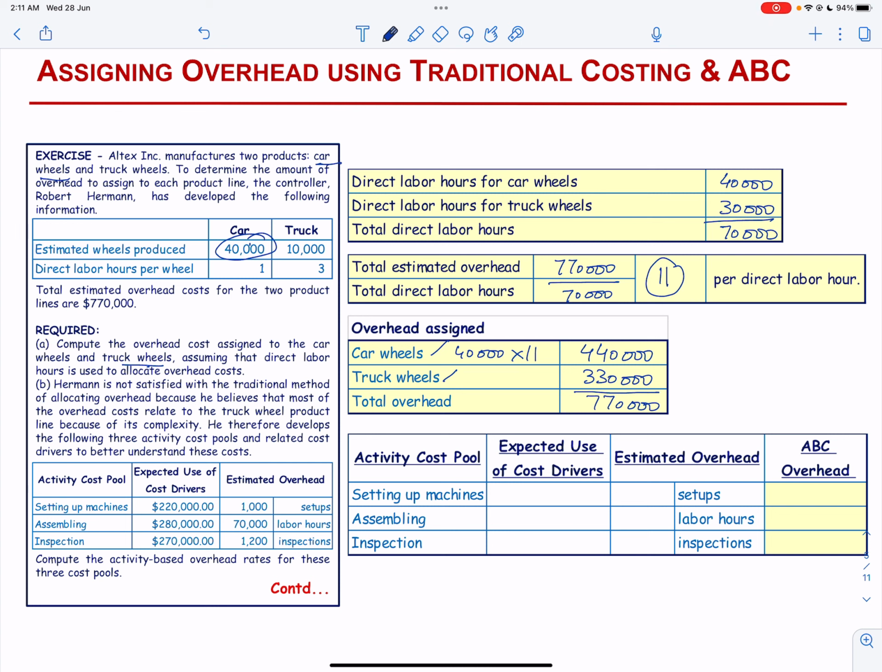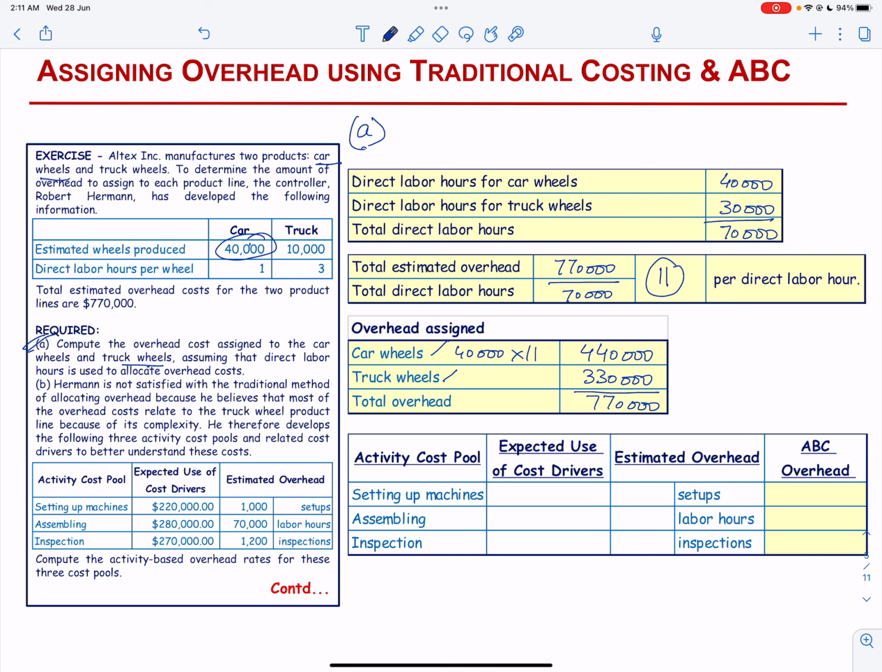Next, we are going to determine the ABC overhead. So we have done part A. And then we are going to look into how we are going to allocate this as per ABC overhead.